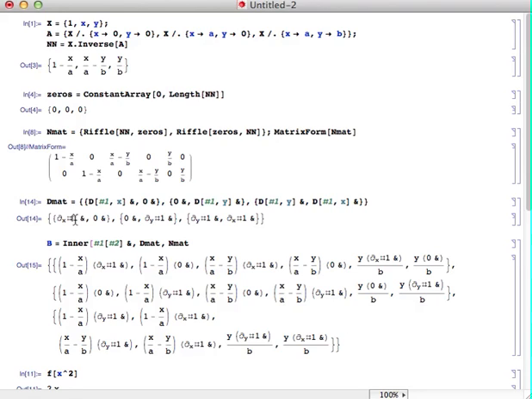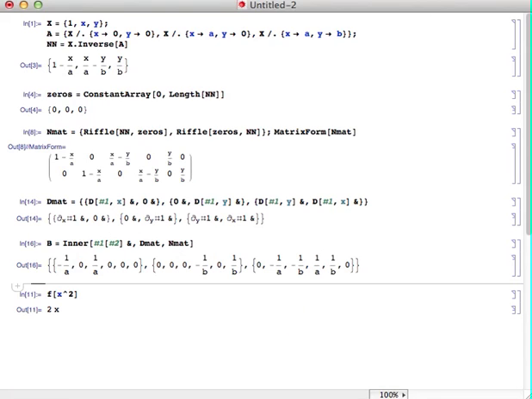And this is easy enough. We could have worked it out by hand. I could have just written down the answer. It's just a 2 by 3, so it's not that big a deal. But if it was 100 by 100, it might be a bigger deal, and you can use Mathematica to help you do it. So there. That's the B matrix.